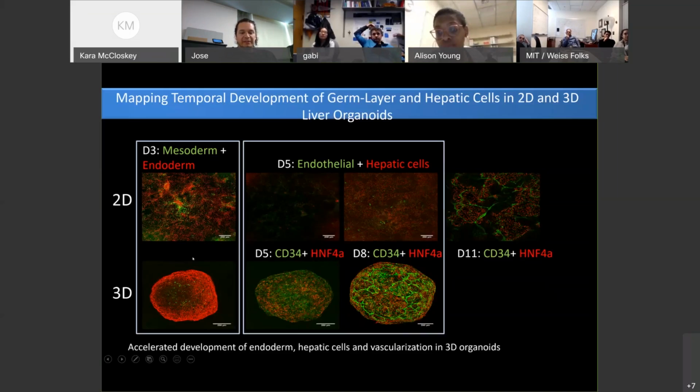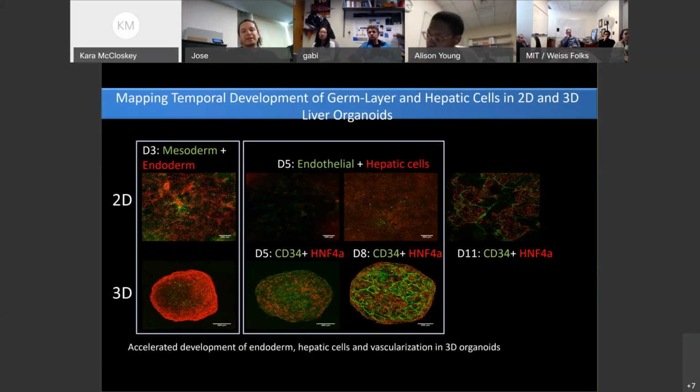Somewhat curiously, there's an accelerated development in 3D organoids, as depicted by the abundance of red, which is an endoderm marker, in our 3D organoids. If we jump to day 8, you can see that we have hepatocytes marked by HNF4 alpha, and CD34 is marking endothelial cells. This is a good reflection of our organoids. We have a lot of hepatocytes and an interconnected network of endothelial cells.